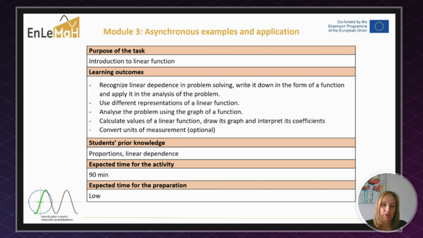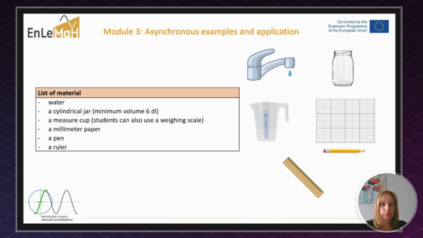Expected time for the activity. Expected time for students to perform the activity is 90 minutes. The material needed for conducting the experiment is water, a cylindrical jar with minimum volume 6 deciliters, a measuring cup, but students can also use a weighing scale, and it should be emphasized that for water the equality holds that 1 gram is equal to 1 milliliter. Also needed are millimeter paper, a pen, and a ruler.